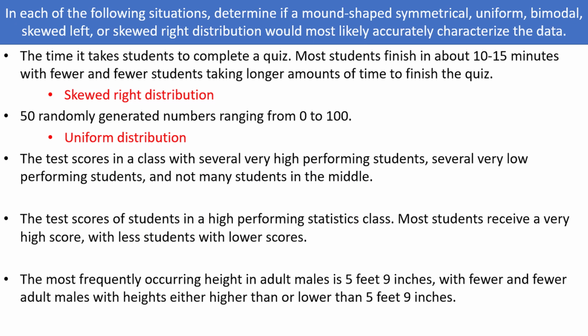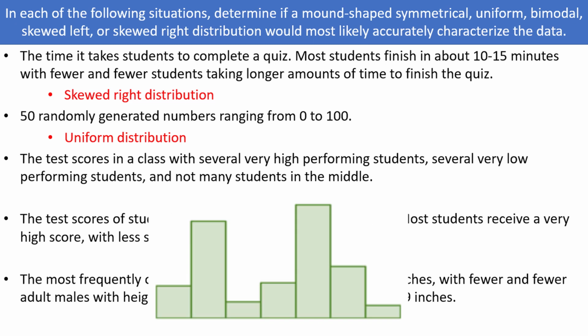Next, we have the test scores in a class with several very high-performing students, several very low-performing students, and not many students in the middle. This problem seems to be describing a distribution with 2 peaks, lots of low scores and lots of high scores. When we have 2 separate peaks, we call that distribution bimodal.